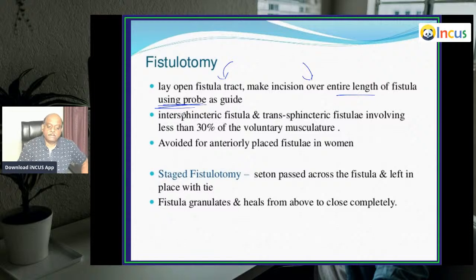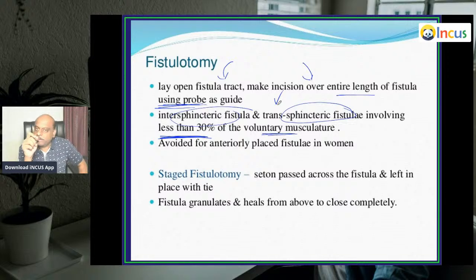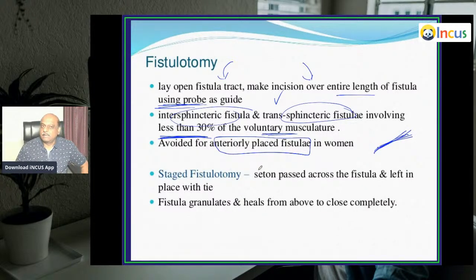Intersphincteric fistula, transsphincteric fistula involving less than 30% of the voluntary muscle are the right scenarios. Intersphincteric fistulae and transsphincteric fistulae are the right scenarios for fistulotomy. If it is an anteriorly placed fistula in a woman, which has a more straight tract, fistulotomy is avoided. You can also do a staged fistulotomy. That is another important thing.